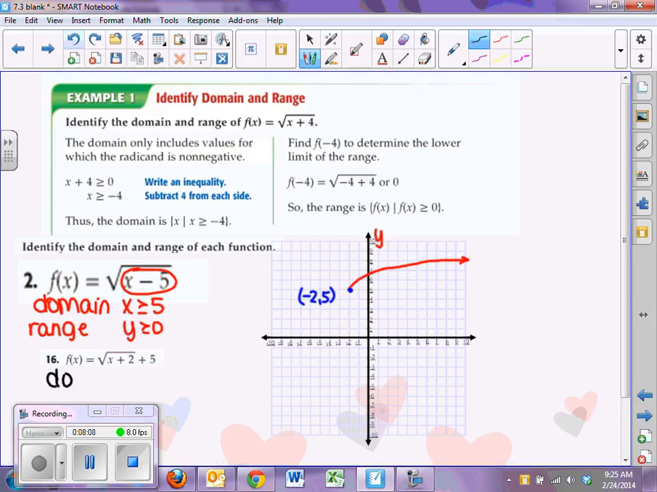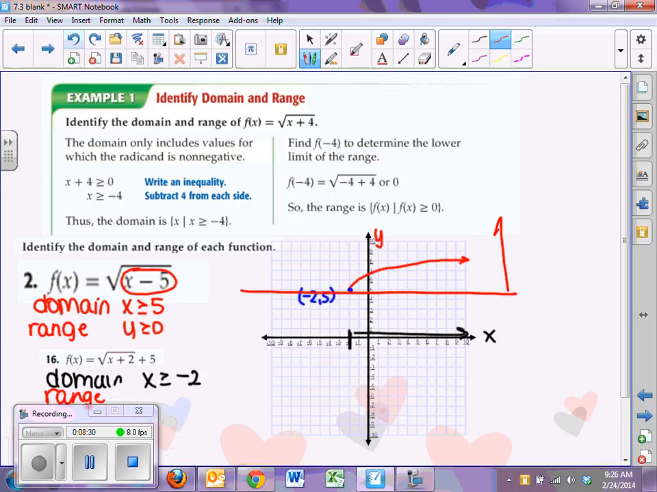The domain: what x values are being used? Well, look at the x-axis. Numbers from -2 to the right. So x is bigger than or equal to -2. Again, I could have found that number by looking at the expression under the radical. And then the range: what y values are being used? Well, the graph starts here and goes up. On the y-axis, that's a 5. So y is numbers bigger than or equal to 5.